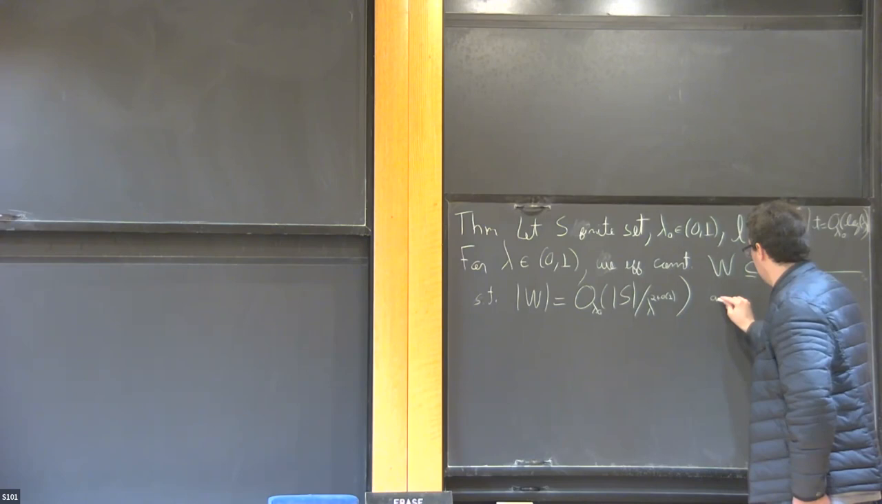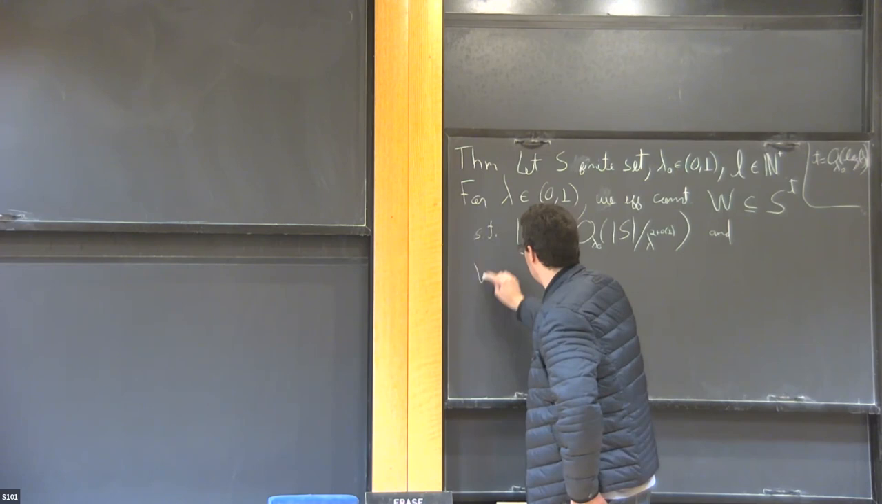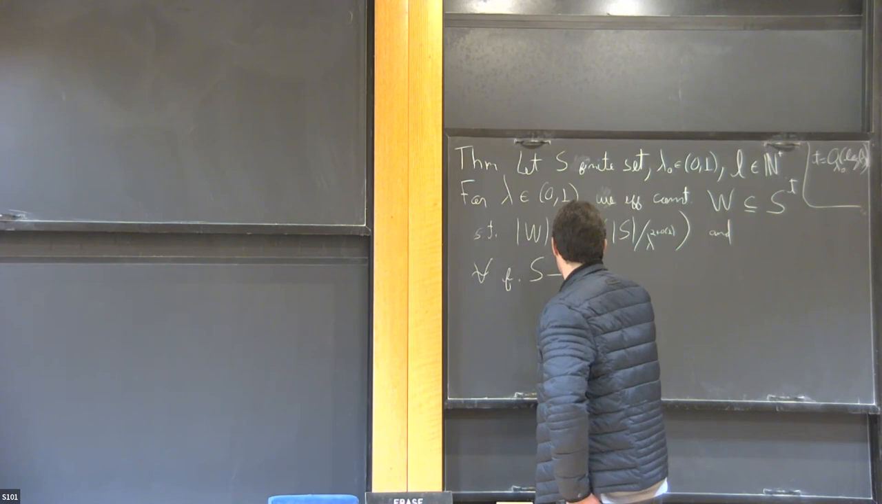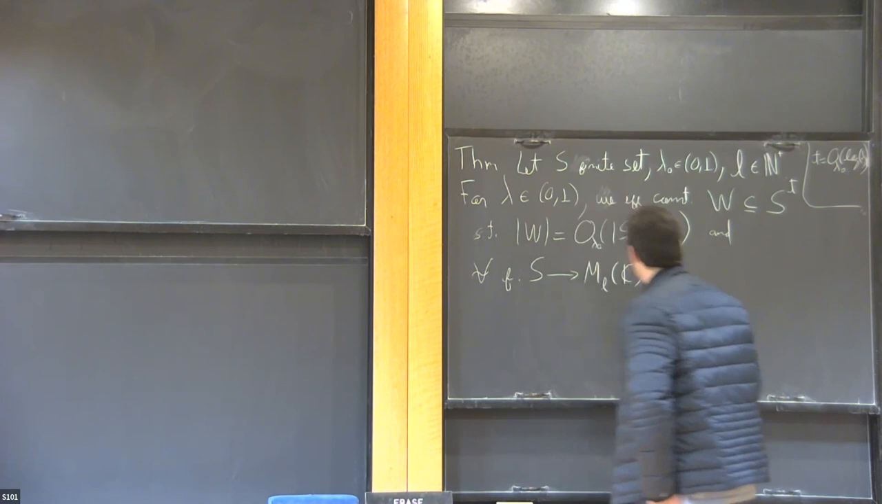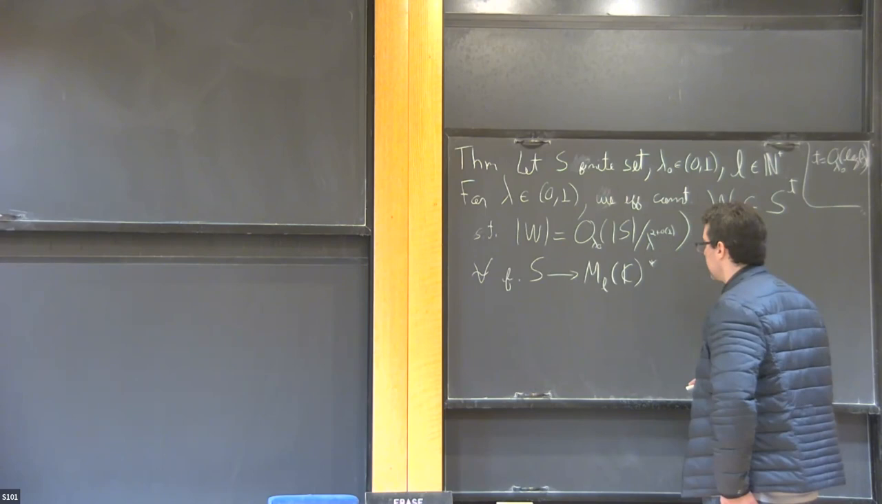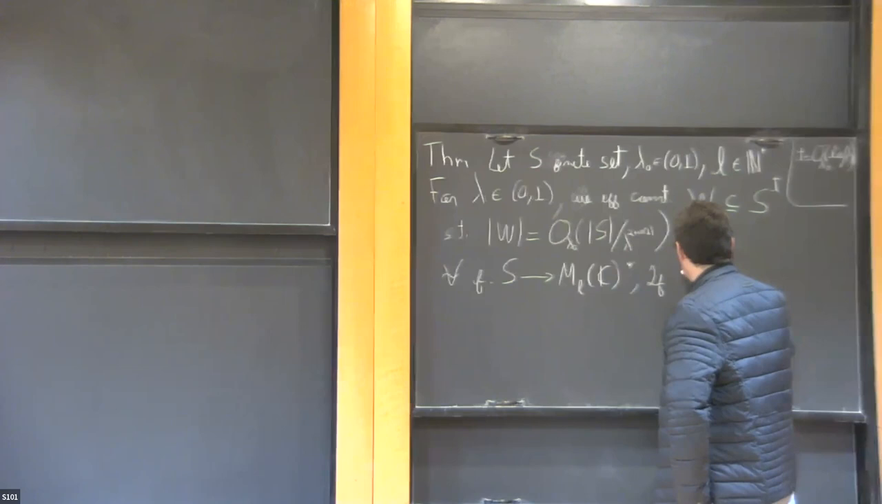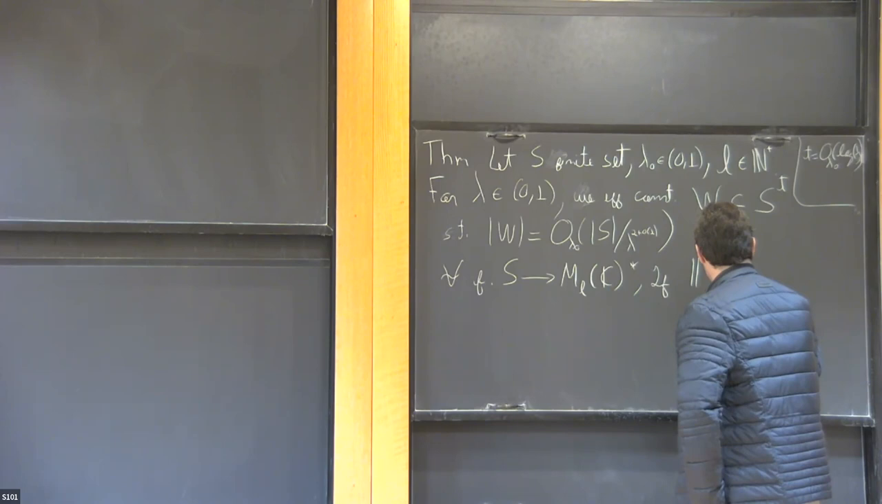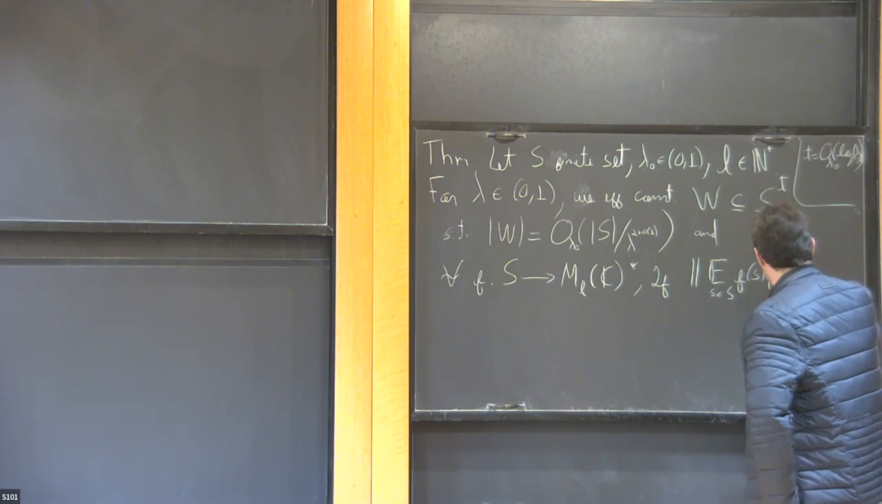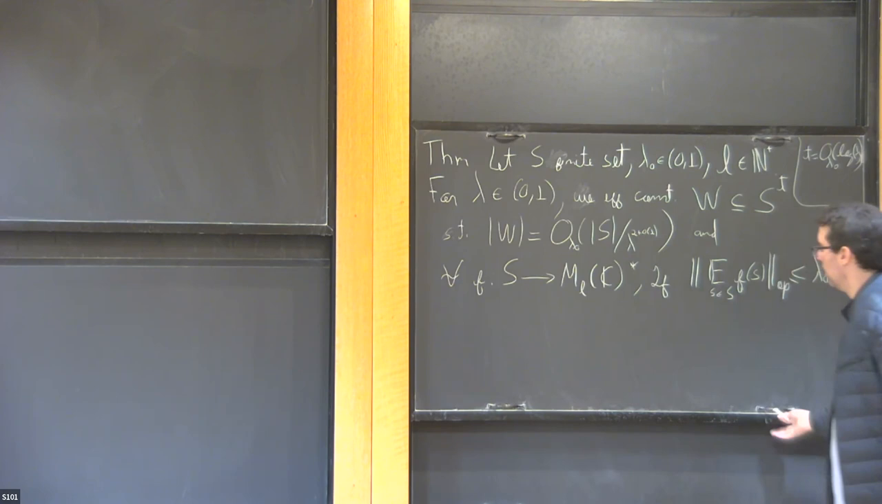And for every function here, so whenever you take some function f from this finite set S to the collection of L by L matrices over C, there is a technical condition here. But let me put an asterisk and then just potentially say what the technical condition is. If you look at the average of this function, the average over little s belonging to capital S of f of s, and you look at the operator norm of this, if this is smaller than lambda naught, what you can show is that.